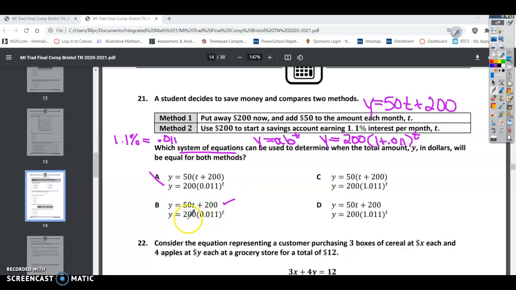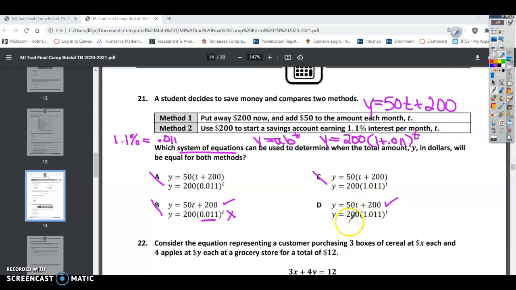And then 200 times the 0.011. So they forgot to do the 1 plus the interest, so this one is not right. That one's not right there. So B is not correct. And then 50, this one has the parentheses again, so hopefully D is correct. So we got 50t plus 200, so that one is correct.